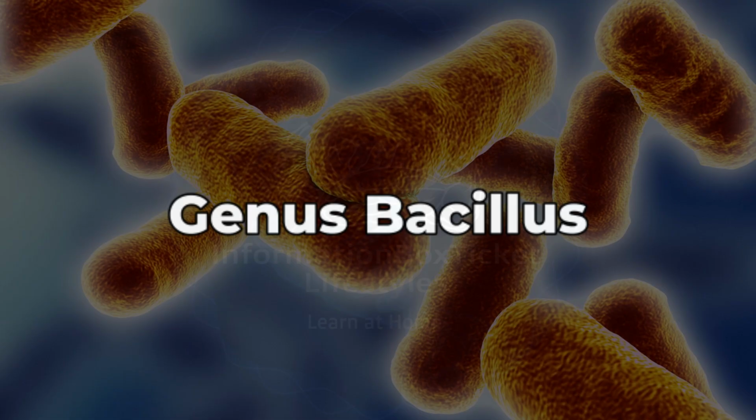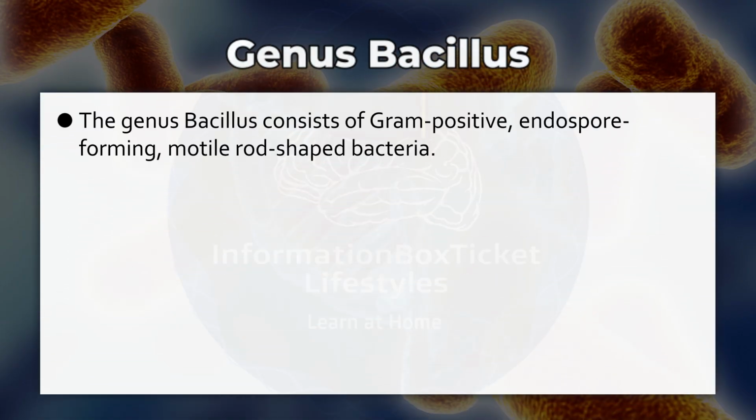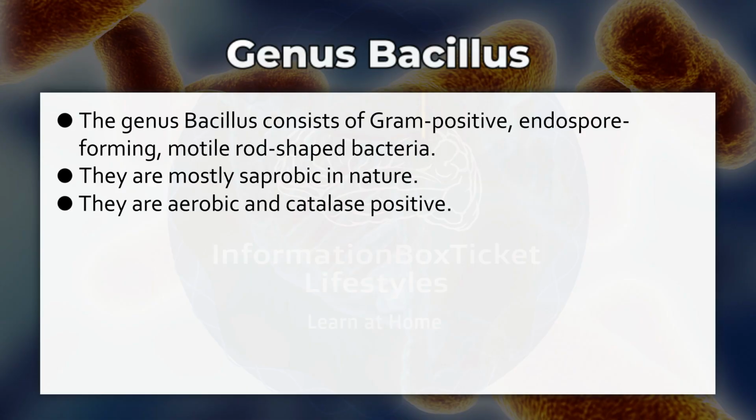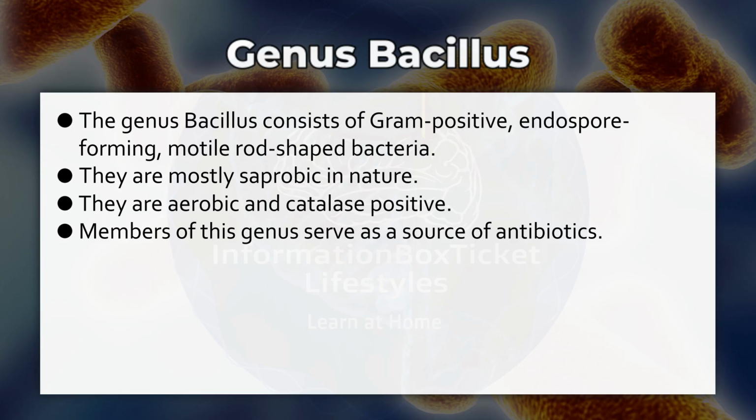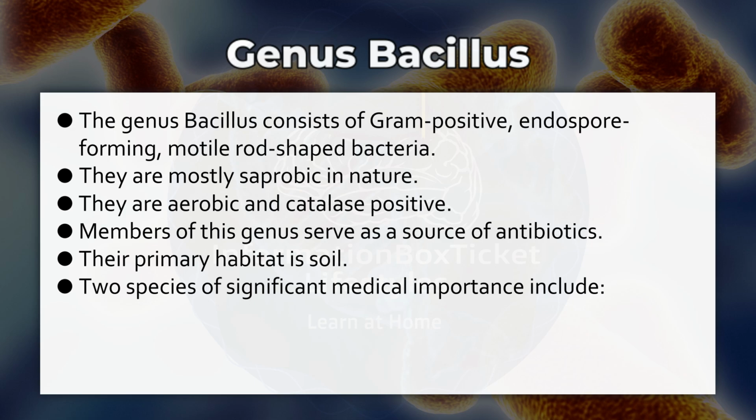Genus Bacillus. The genus Bacillus consists of gram-positive, endospore-forming, motile, rod-shaped bacteria. They are mostly saprobic in nature. They are aerobic and catalase-positive. Members of this genus serve as a source of antibiotics. Their primary habitat is soil. Two species of significant medical importance include Bacillus anthracis and Bacillus cereus.